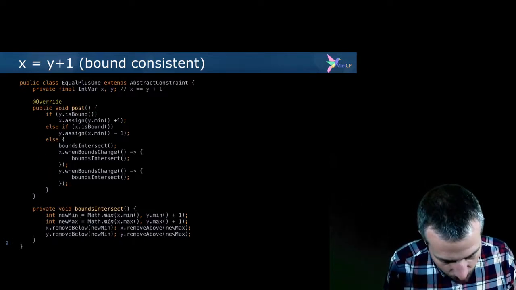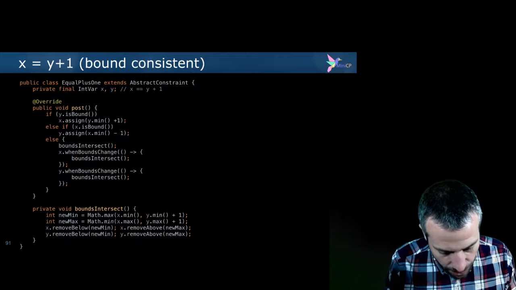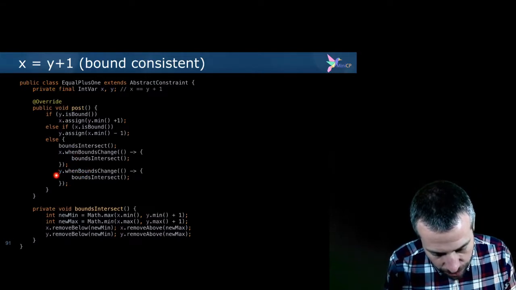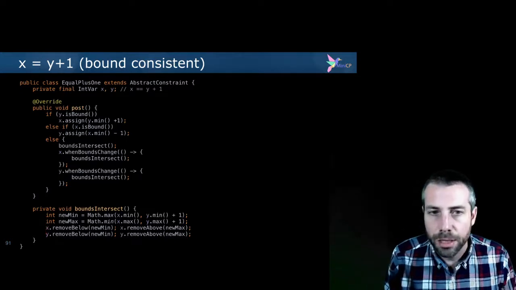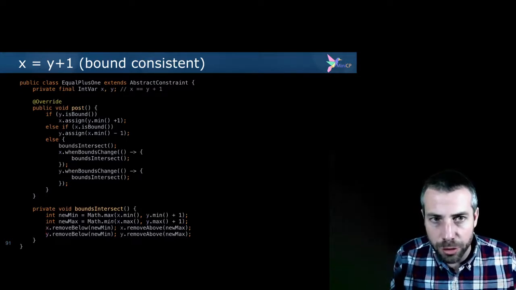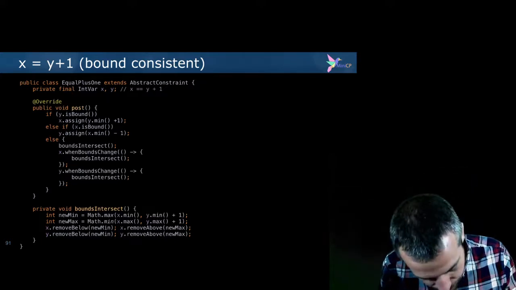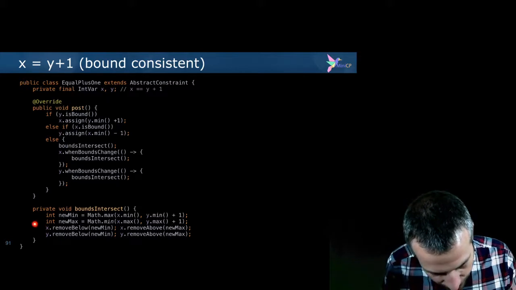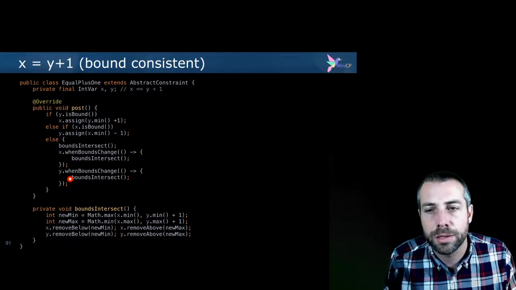I will say I want to do the bound intersection every time the domain of the variable y changes. I want to do the bound intersection when the domain of x changes and when the domain of y changes, I want to perform this. And this is really the bound update. So what it means is that during the fixed point computation, this piece of code will be executed every time the domain of x changes and every time the domain of y changes. This is how it works.